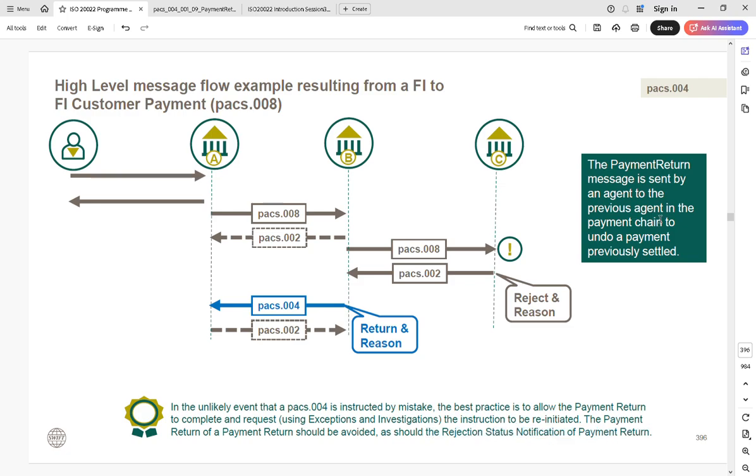Some codes of rejection status are here. The payment return message is sent by an agent to the previous agent. Okay, this is the concept here. The payment return message is sent by the agent to the previous agent in the payment chain to undo a previously settled payment. So this is very shortly explained: we have to undo a payment previously settled. The payment return is sent by agent B to the previous agent A for an already settled payment. So if the PACS is already settled, we have to undo the settlement by sending PACS.004 back. That is the undo of this one. Okay, so simple, right?